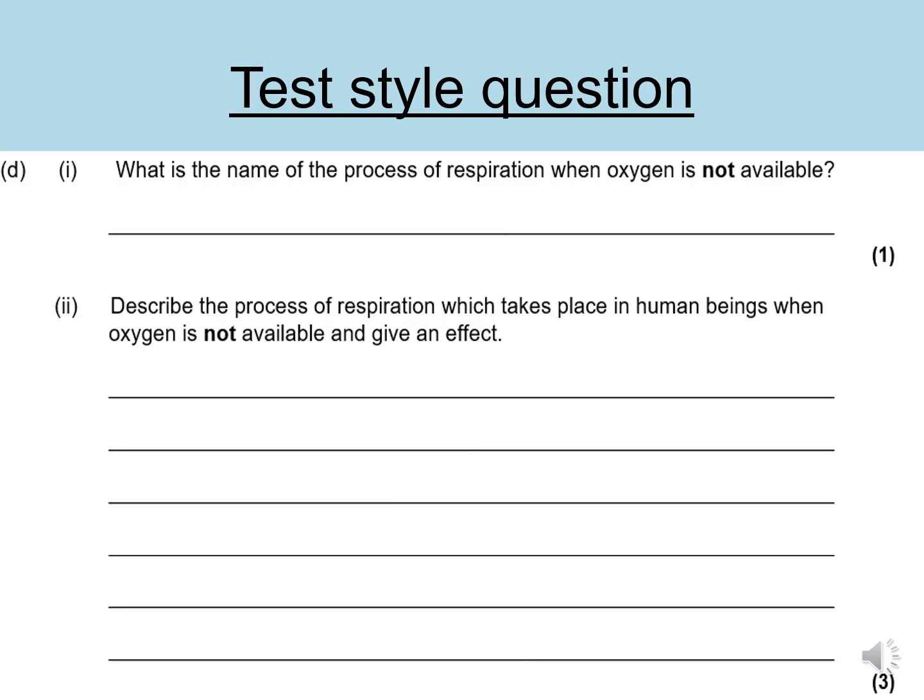Next question is, what is the name of the process of respiration when oxygen is not available? Write your answer down. And the next one, describe the process of respiration which takes place in human beings when oxygen is not available, and give an effect. Now that's worth 3 marks, so you're going to have to write a bit more for that one. So pause the video here and we'll go through the answers afterwards.